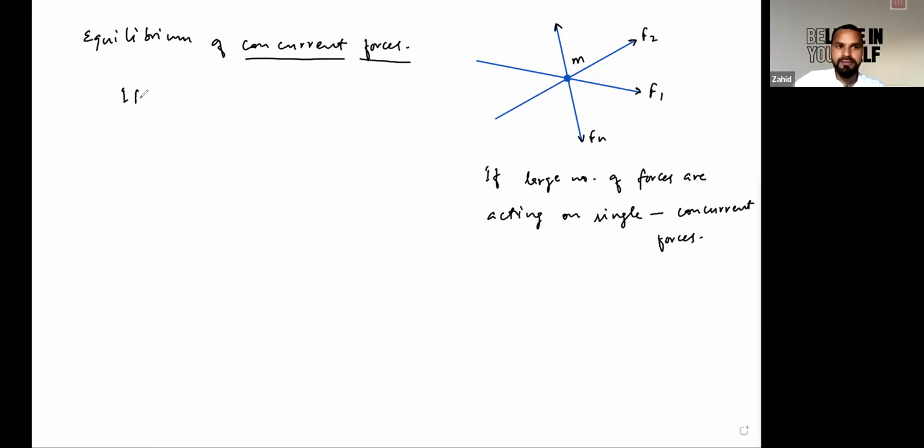And if the sum of all forces acting on this particular object is zero, then it will be termed as equilibrium of concurrent forces. Equilibrium is when the sum of all forces acting on a single point equals zero. So there would be no acceleration of the block in any direction, as all these forces will balance each other.